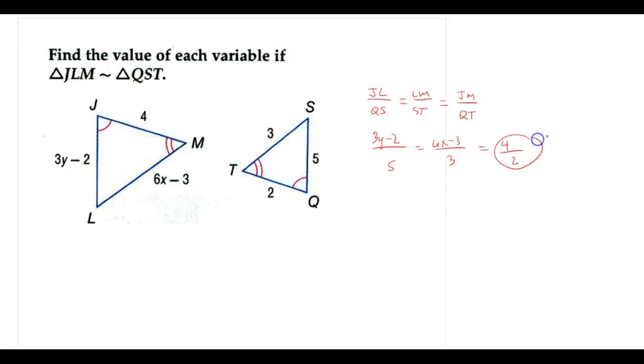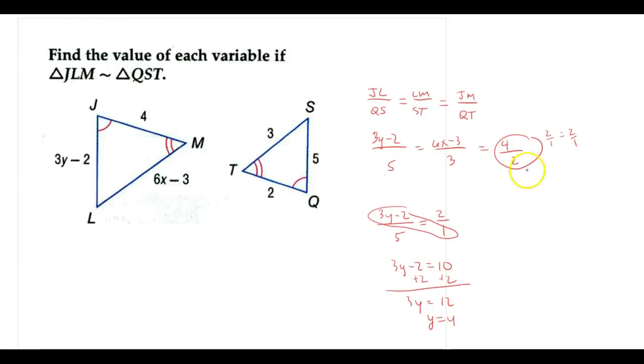So we know right away our similarity ratio is 4 over 2, or can we just say it's 2 over 1? So now I just pull this out, and I say 3y minus 2 over 5 should equal 2 over 1. When I cross multiply here, 3y minus 2 equals 10. Add the 2, 3y equals 12, y is equal to 4.